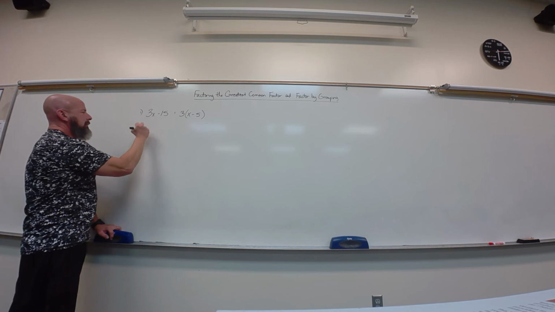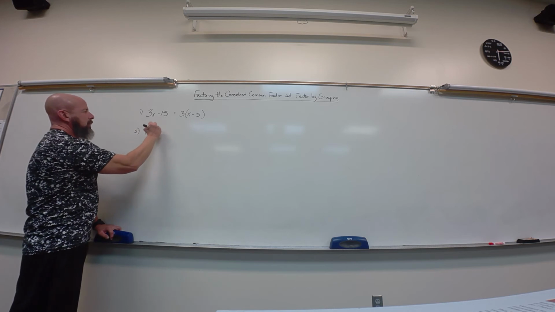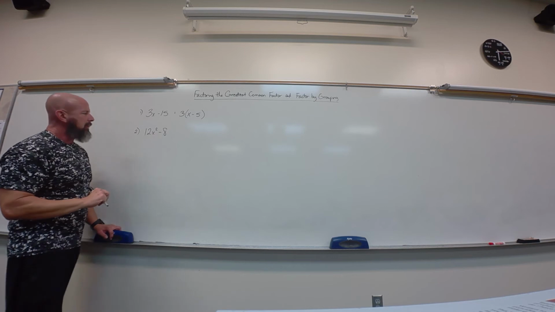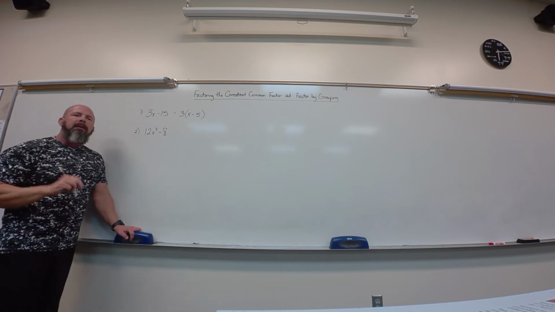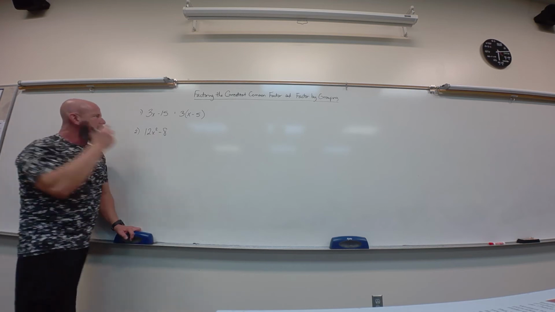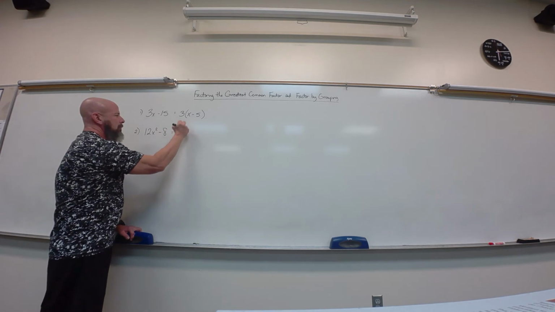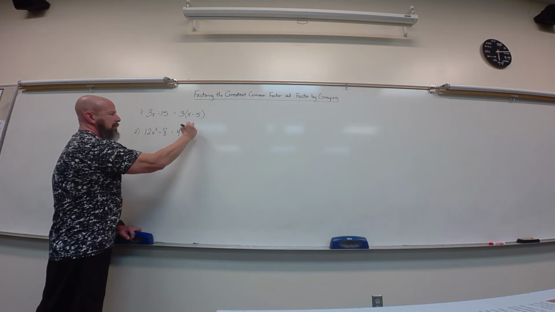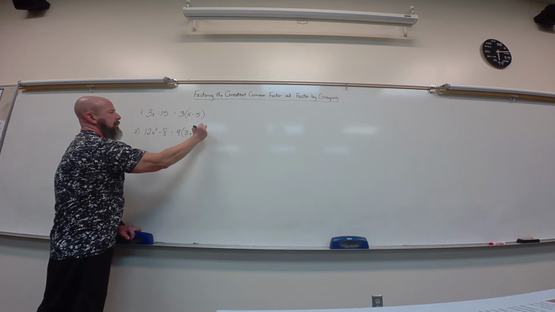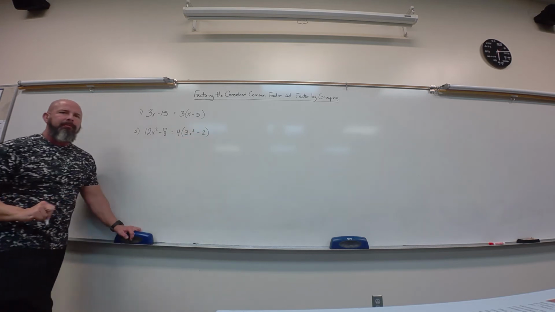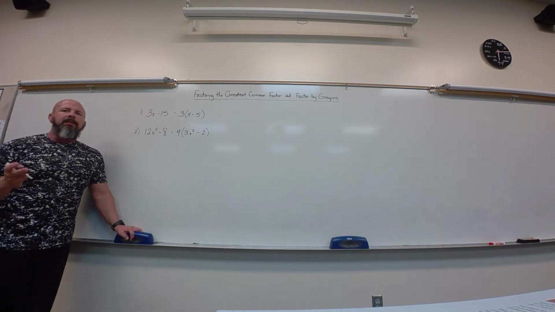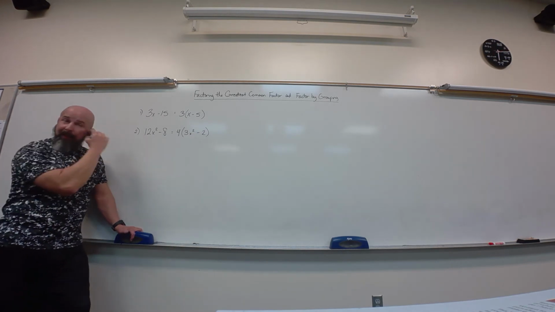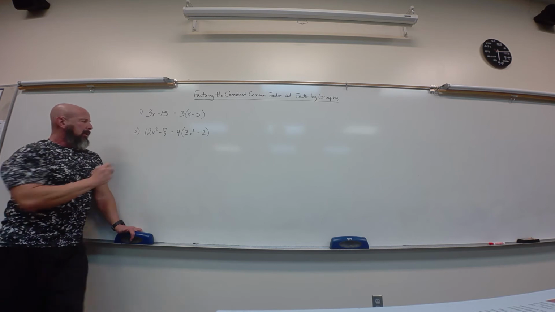Well, let's say we had 12x squared minus 8. Between 12 and 8, the greatest common factor would be 4. So if I factor out a 4, 12 divided by 4 would be 3x squared, minus 8 divided by 4 is 2. So when we're talking about a greatest common factor, we're always looking for a number first, which of these two has a value in common, a number.